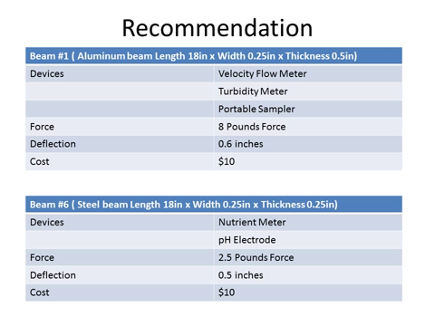In addition, since we can only mount up to 3 devices on a single beam, we have to employ a second beam, which we chose to be beam 6, on which we will mount the nutrient meter and the pH electrode, which generates a total force of about 2.5 pounds force and a deflection of 1/2 inch. Again, that's approximately half of our target.